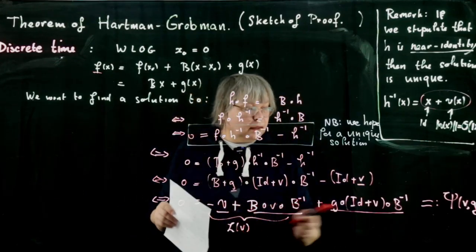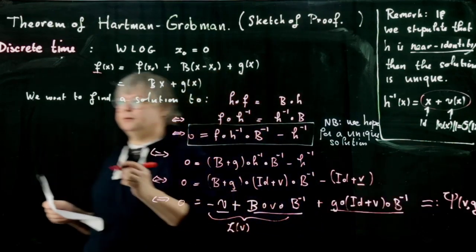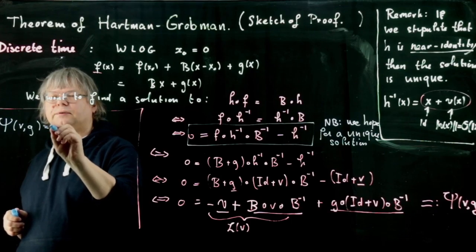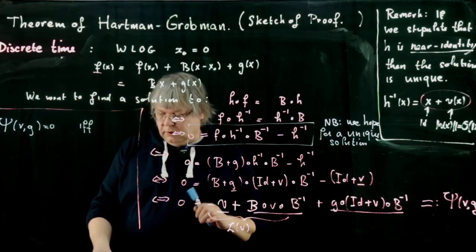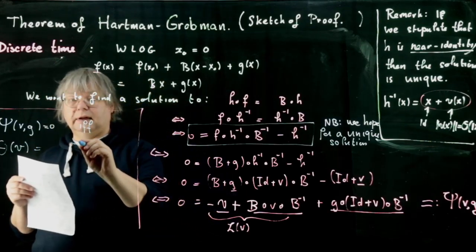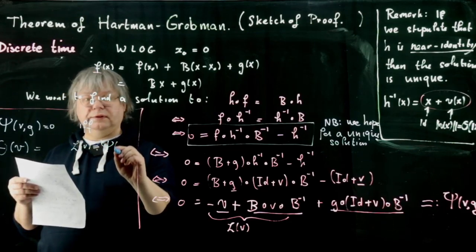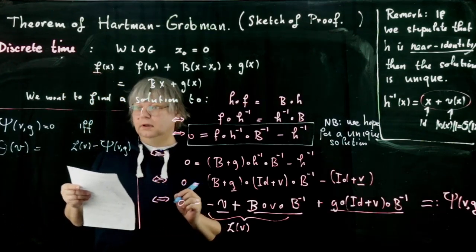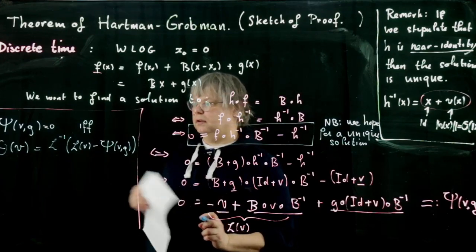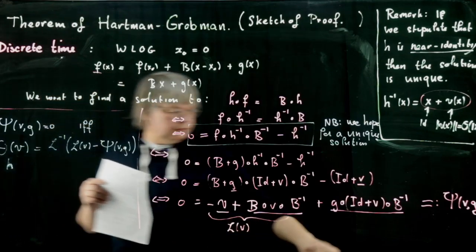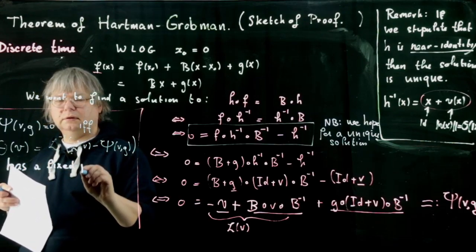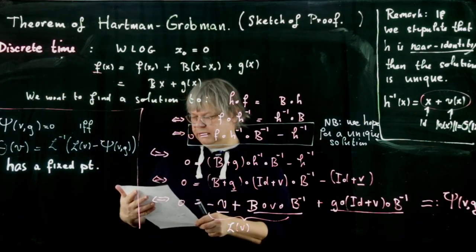Okay, and then, well, this psi, this complicated expression is equal to 0, and we can remark that psi of V and G is equal to 0 if and only if theta of V, which is in fact L of V minus psi of V and G, and to this I apply the inverse of this operator, if this new operator called capital theta has a fixed point. Okay, do we see that?